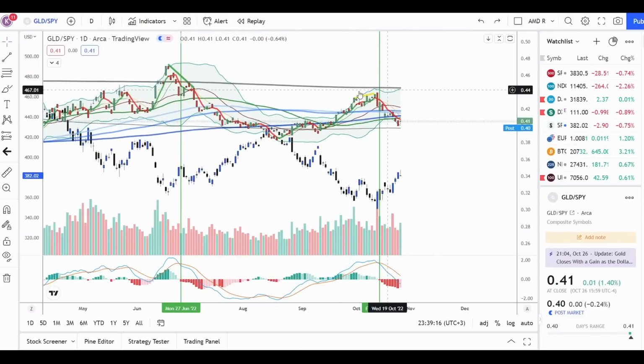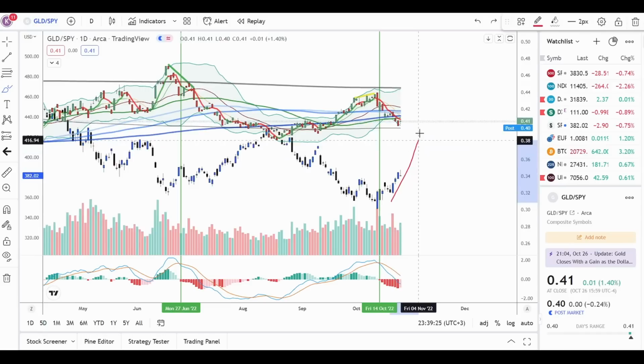Now, that's what the gold to S&P 500 ratio is suggesting, that we will very likely see a stronger push to the upside after we get big cap tech earnings out of the way. So we will see a lot of choppiness and volatility as we get more and more earnings reports released.